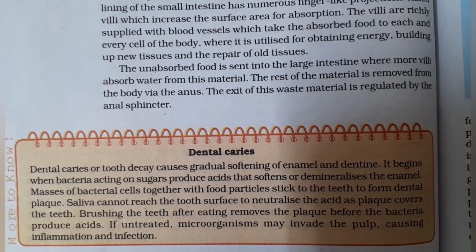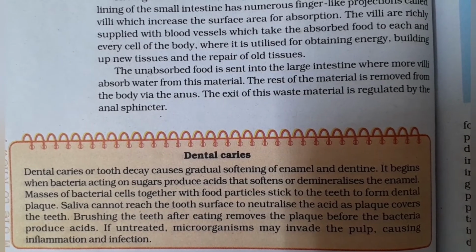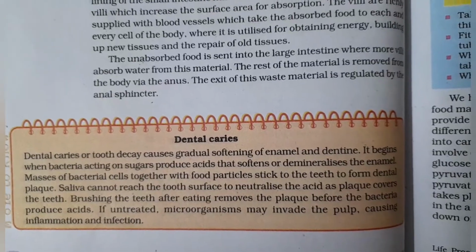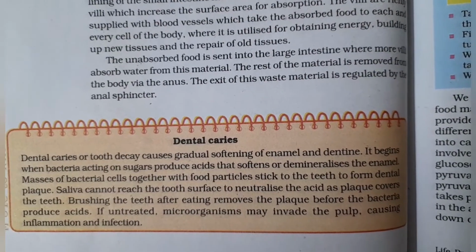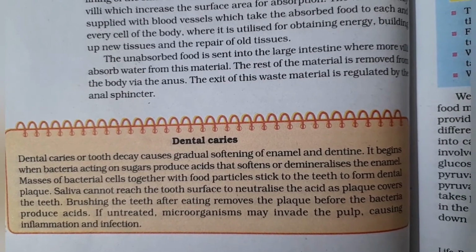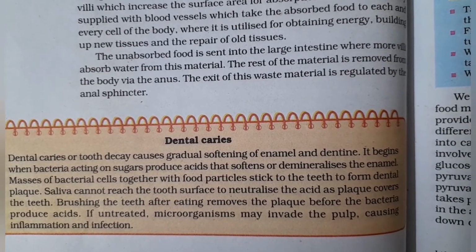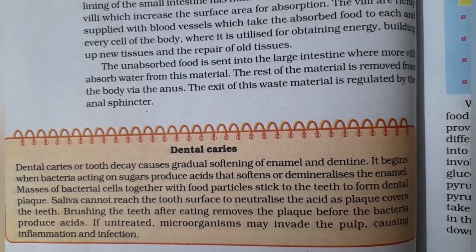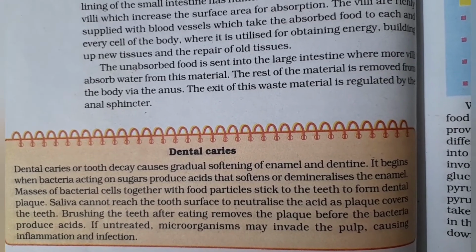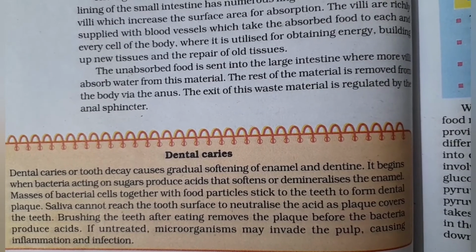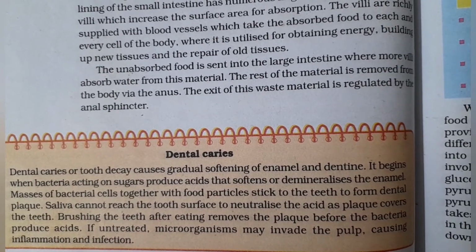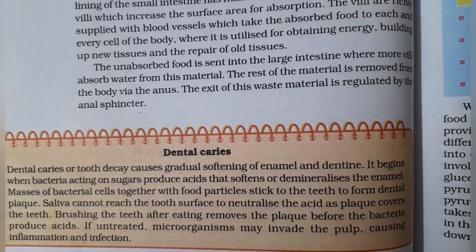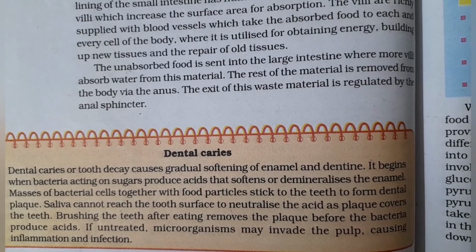We'll learn this also. Dental caries, or tooth decay, causes gradual softening of enamel and dentin. When you eat sugary foods like chocolates, bacteria act on the sugar and produce acid that softens the enamel. Bacterial cells group together and stick together with food particles to the teeth to form dental plaque. Saliva cannot reach the tooth surface to neutralize acid, as plaque covers the teeth.